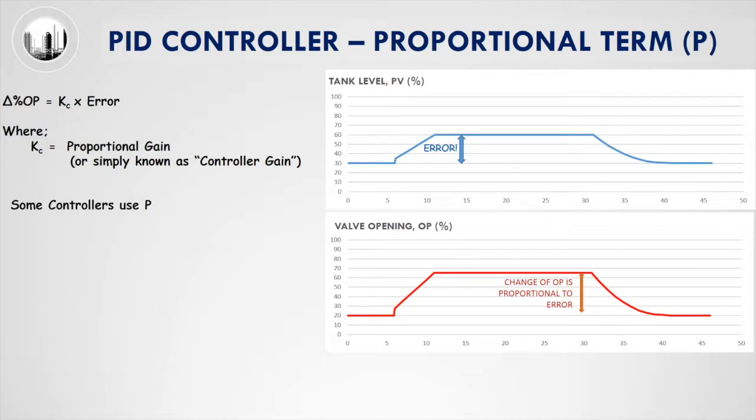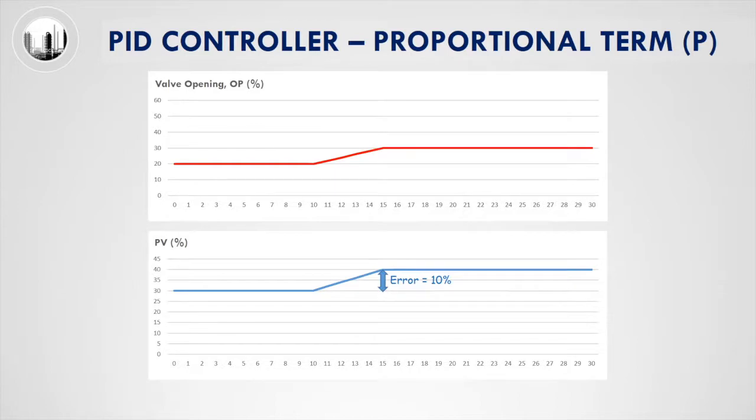Some controllers use the term proportional band or PB. Proportional band is calculated by dividing 100% with the proportional gain.